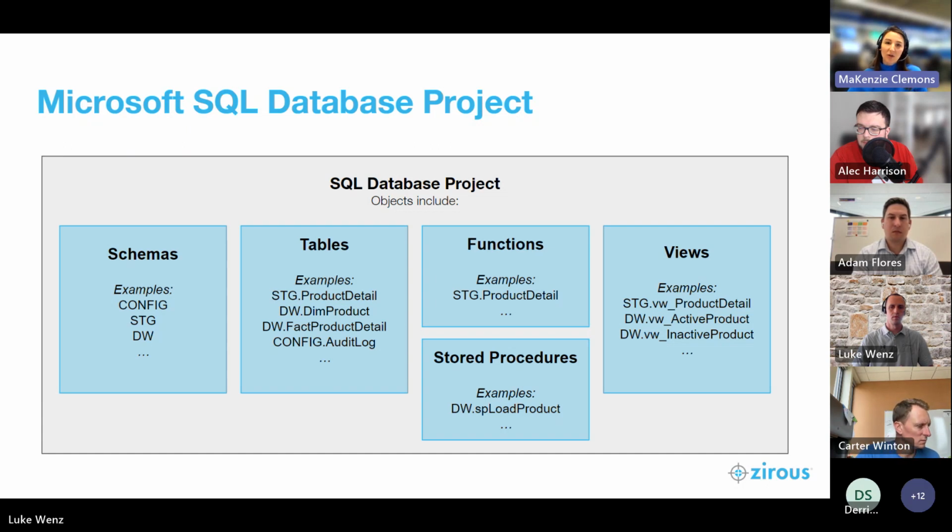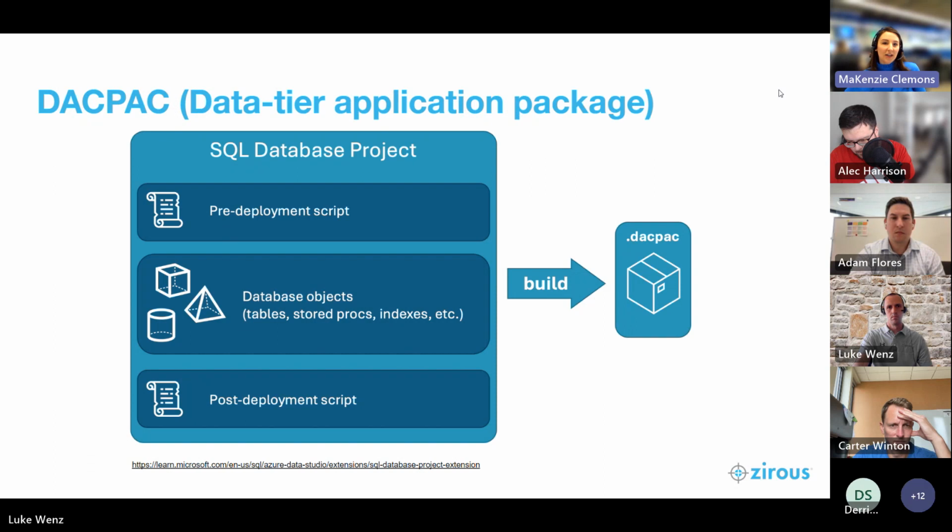Then we have a file per table. So you'll see a file for creating product, staging product detail, data warehouse dimension product, etc. Same thing with a file per create statement for functions, for each stored procedure, for each view. There's even the opportunity for each security object, if that's something you're interested in. So then once we have all of these entities defined, so that declarative state, in the next slide we're talking about how we package that up.